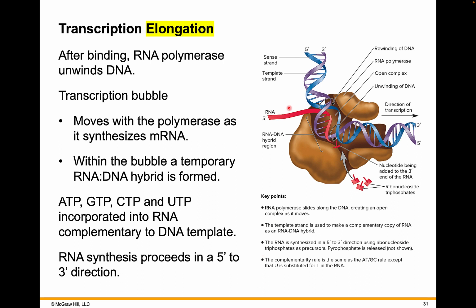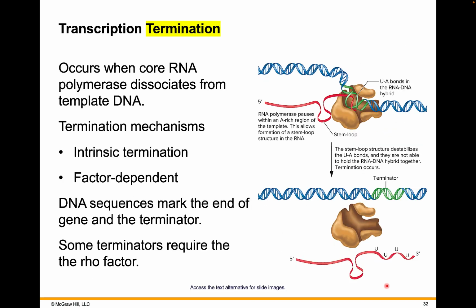So here the transcription elongation goes on in the 5' to 3' direction, as you can see, as this is fed through here, and as the transcription proceeds, this will produce the RNA, and it will reach near the termination site. Now the termination occurs when the core RNA polymerase dissociates from the DNA template. And there are two types.